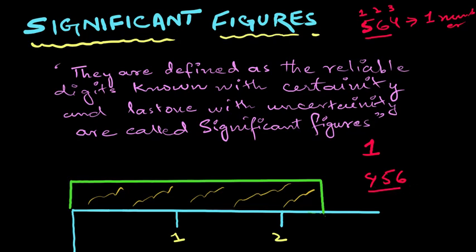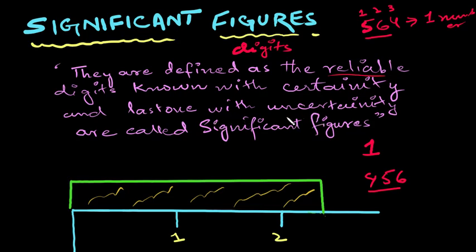Now, moving towards our main topic, that is called significant figures. You can also say significant digits, then it will not be a bad idea. Now, what are those digits or figures? They are defined as the reliable digits, means the digits on the behalf of which you can claim certainty, or you are sure about those digits, and the last one with uncertainty.